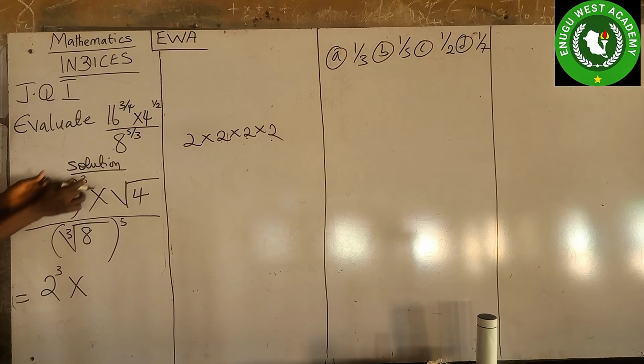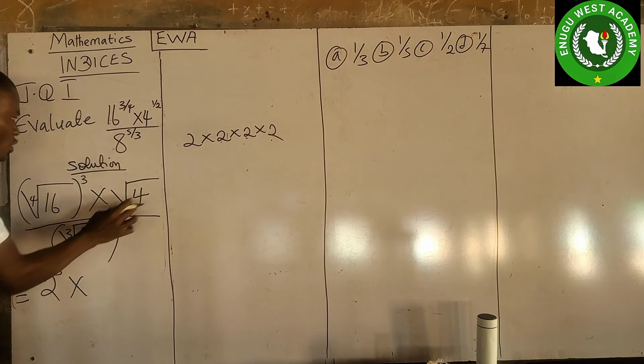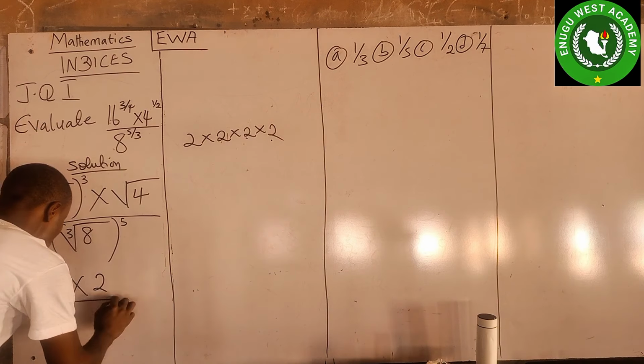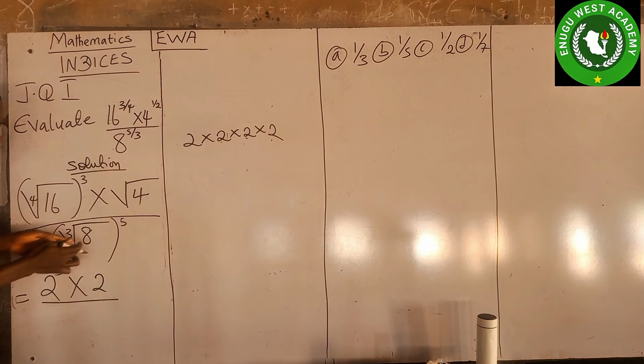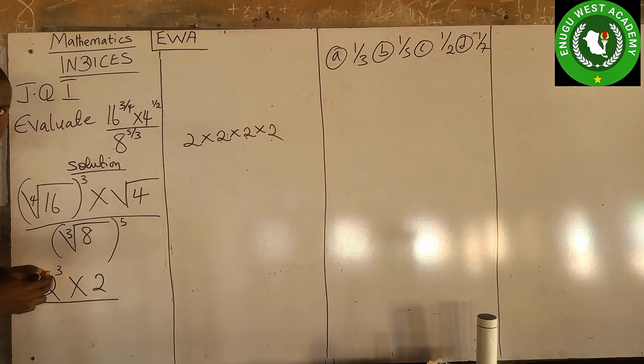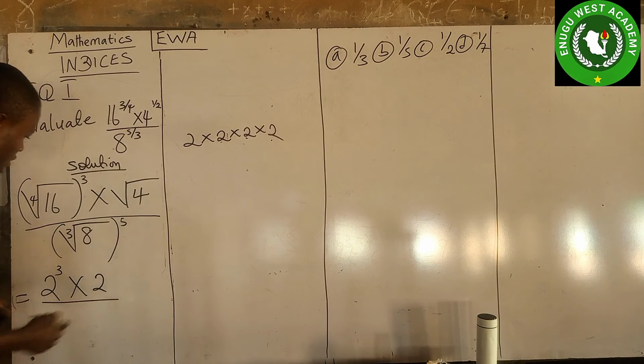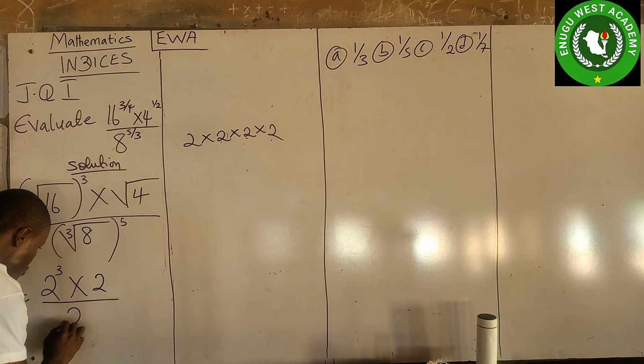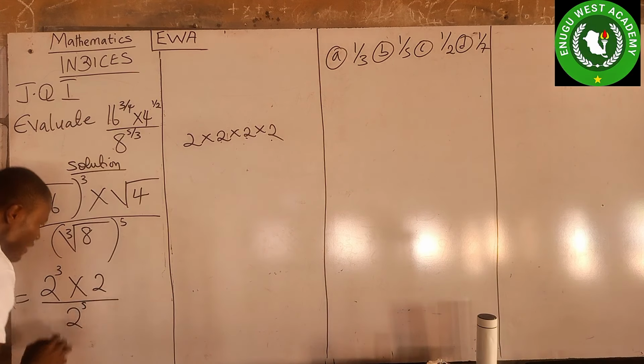That is this 2 raised to power 3. Now times, what is the square root of 4? It is just 2, over the cube root of 8. What is the cube root of 8? That is 3 numbers, and once you multiply that number 3 times, it will give us 8. If you say 2 times 2 times 2, that is 8. We're going to have 2 raised to power 5.